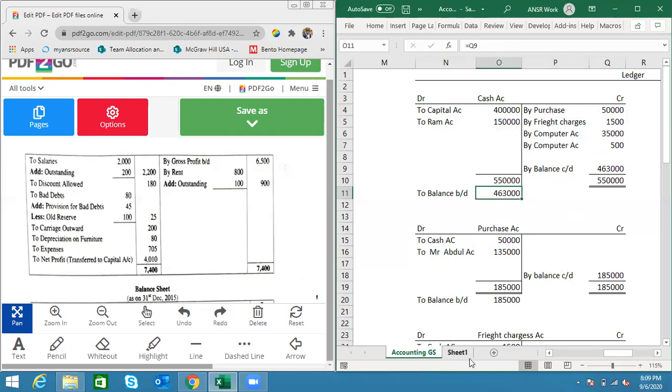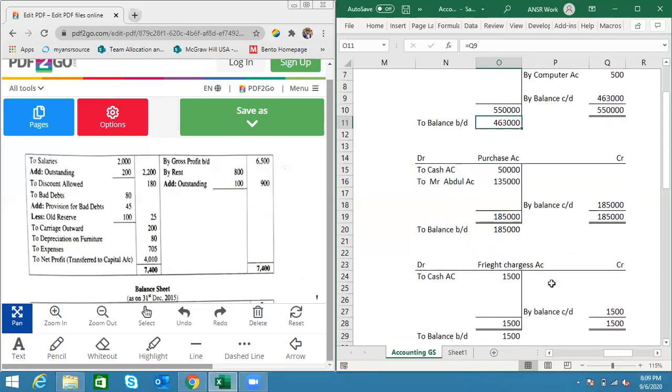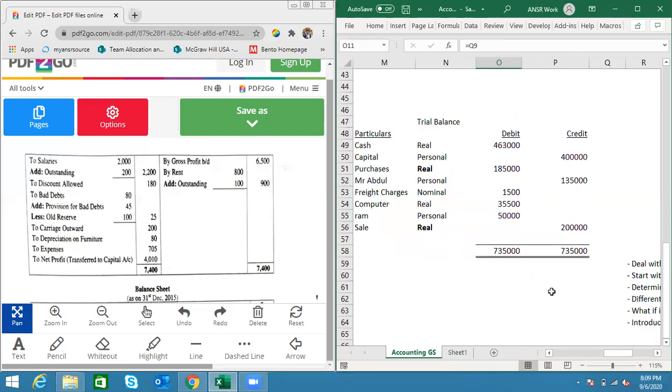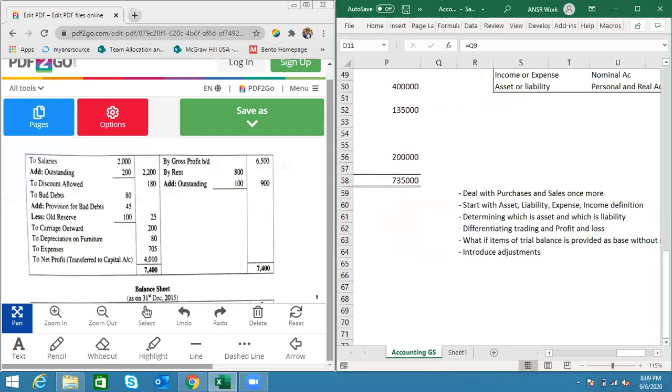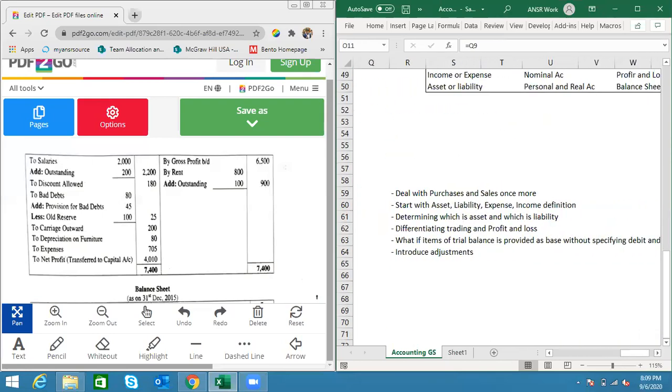Having said that, what we did was we had started with the final accounts. In final accounts, I introduced the concept of asset, liability, expense, and income, and I told how expense and asset are similar. The similarity is cash is always going out. Liability and income are similar. The similarity is cash is always coming in in both the cases.